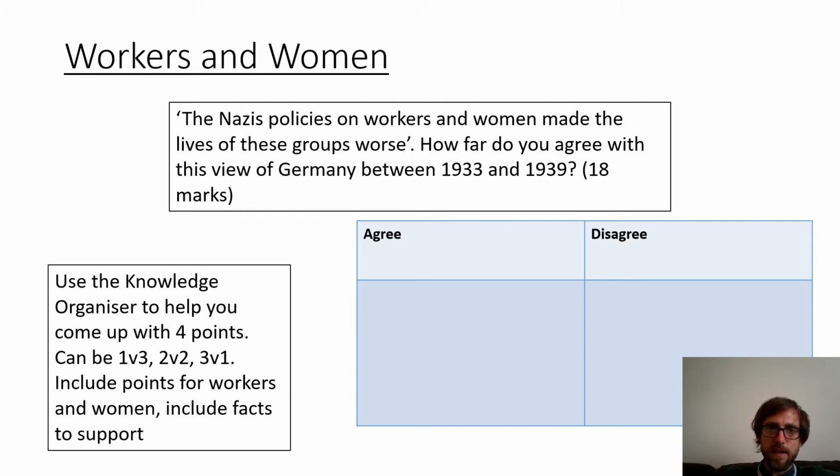So we've got a question here. The Nazis' policies on workers and women made the lives of these groups worse. How far do you agree with this view of Germany between 1933 and 1939? Okay, so same as normal, we'd start off by underlining the key questions. So it's policies on workers and women. And it's asking you whether they made lives worse of these. So you want to talk about both groups if you get a question like this.